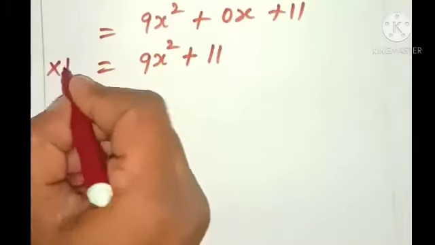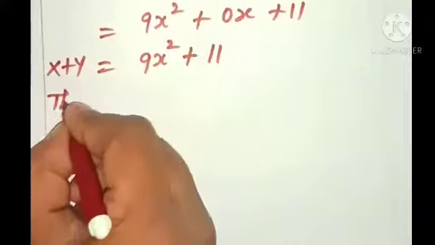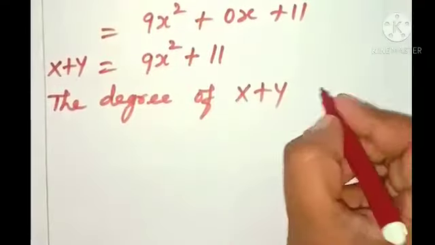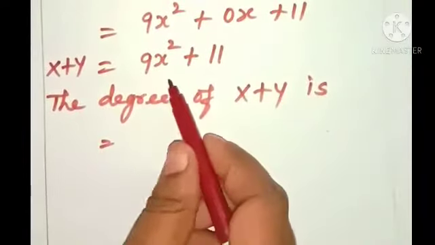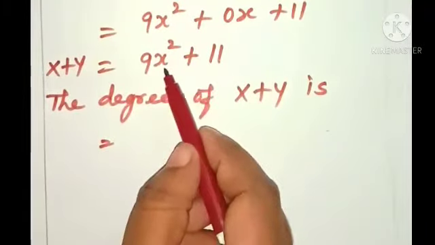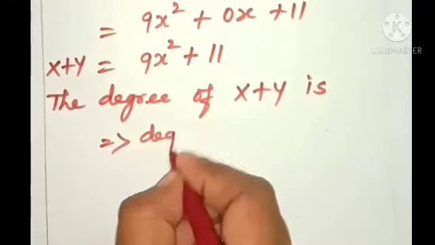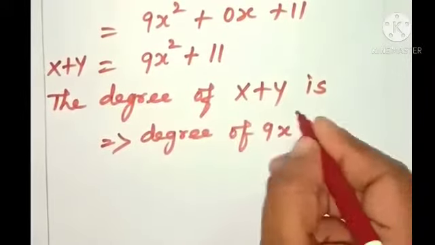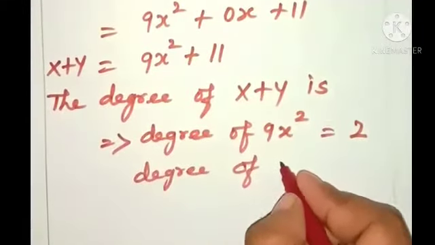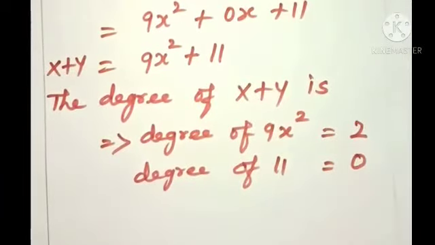Now students, which is the required expression? Here we need to find the degree of the expression, which will be the higher power of the terms. Higher power of the terms 9x square and 11. What is the degree of the term 9x square? 2. And the degree of 11, which is a constant term, is 0.